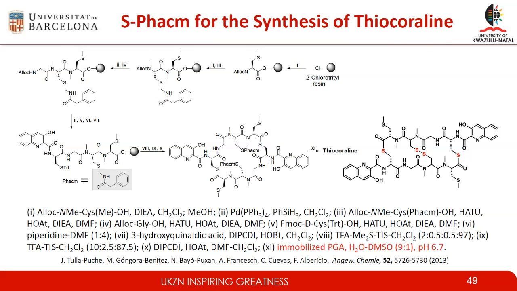First of all, it was a chlorotrityl resin. We cleave with 2% TFA to have the protected peptide with the cysteines protected with trityl and PHACM. Then we make the global deprotection with 10% TFA to remove the trityl, and we perform the coupling of the two moieties. And we have the cyclic peptide with the two cysteines with PHACM. Then we remove the PHACM with the supported PGA in the presence of dimethyl sulfoxide, and we were able to get the final thiocoraline.